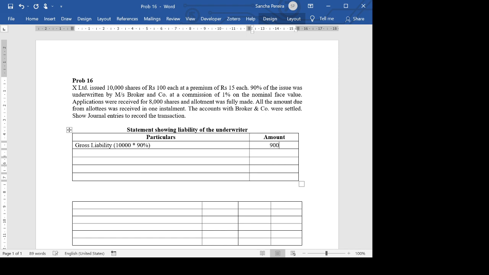Which becomes 9,000. So basically the issue that is underwritten is only 9,000. If the public do not subscribe to a single share, the underwriter will have to take up only 9,000 shares. That's what it means. Okay.